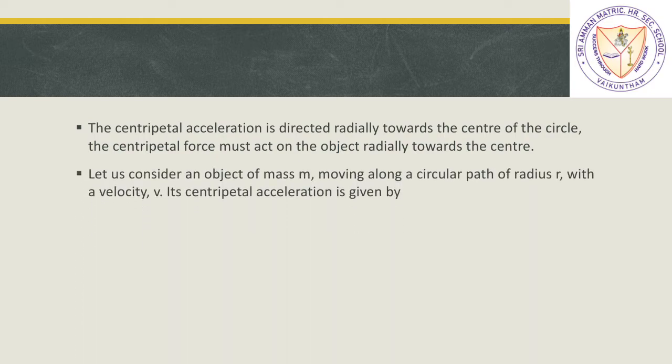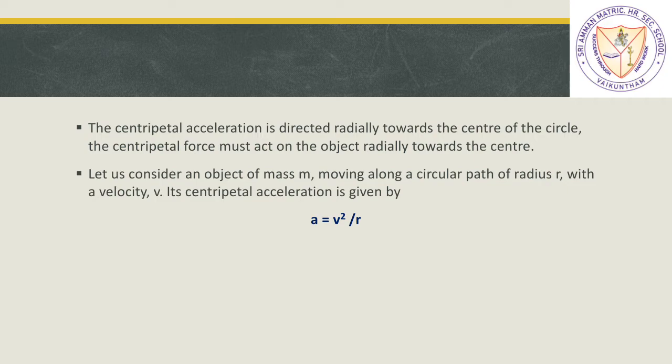Let us consider an object of mass m. For example, the stone which you were rotating has a mass m moving along a circular path of radius r with a velocity v. Its centripetal acceleration is given by a = v²/r. How do we calculate the acceleration? v square by r, that is the square of the velocity divided by the radius of the circular path, will give you the centripetal acceleration. Remember, this is not the acceleration which we learnt in the case of linear motion.